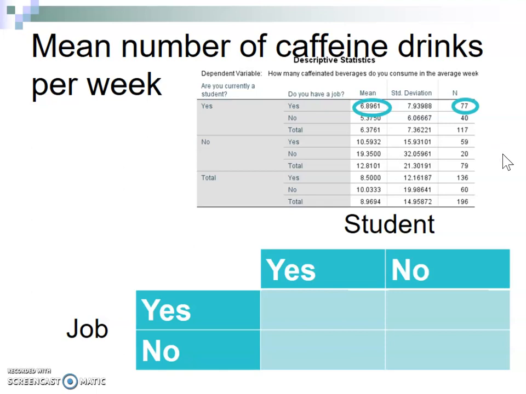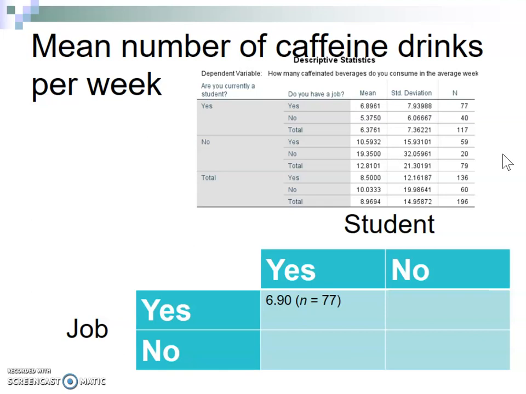So there's our mean for the people who said, yes, I'm a student, and yes, I have a job, and that's the number of people that were in that group. So we can just fill in our table here to represent the mean for that group, as well as the number of people in that group. So I rounded that 6.896 to 2 numbers after the decimal point, which ends up being 6.90. APA style always has us report our numbers with only 2 numbers after the decimal point.